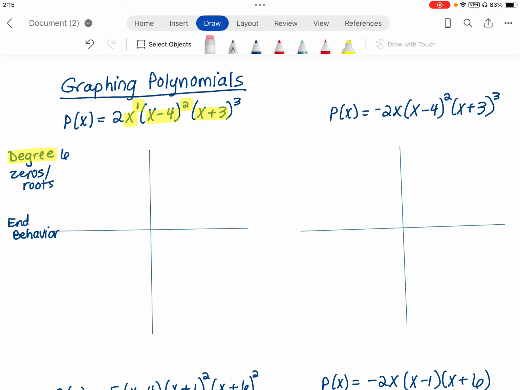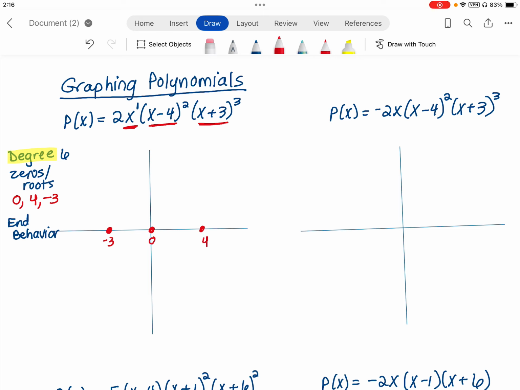So let's get some of this stuff out of here. All right, so we have a root of 0 from this guy right here. We have a root of 4, and then we have a root of negative 3. Okay, and what we can do is we can go ahead and plot those on a grid. So we have negative 3, 0, and 4. Okay, so negative 3, 0, and 4.